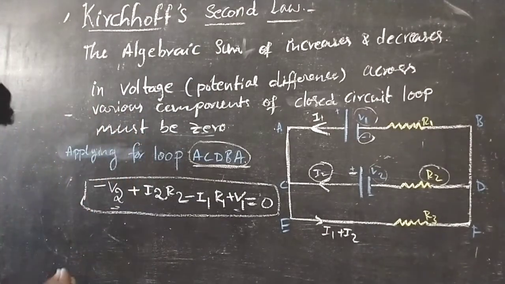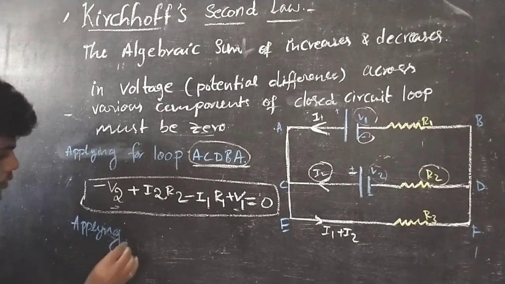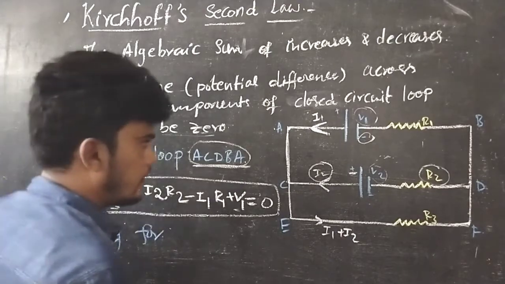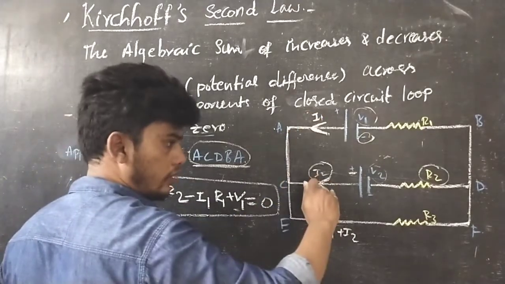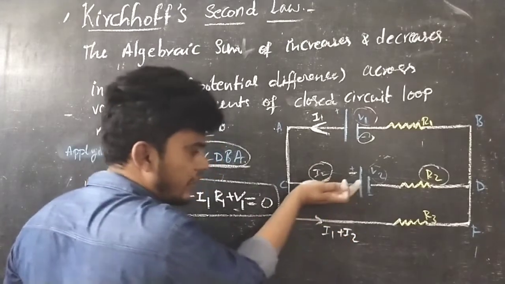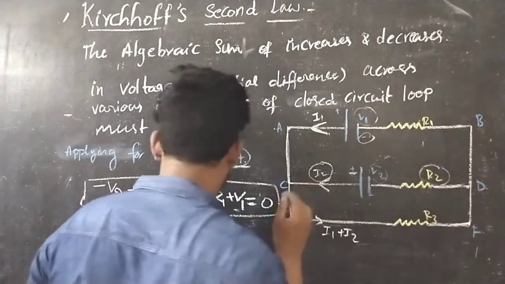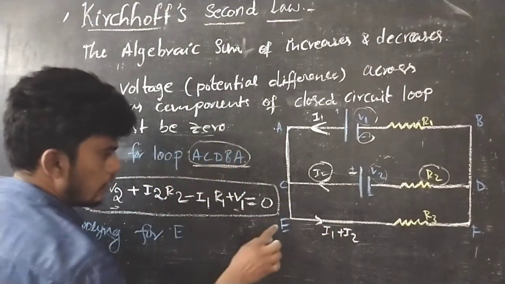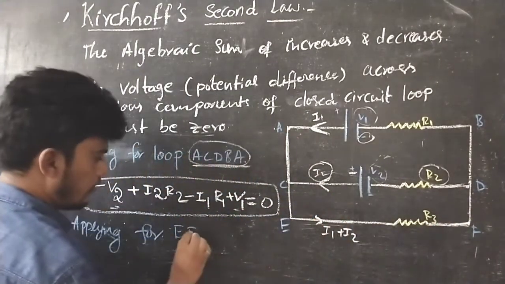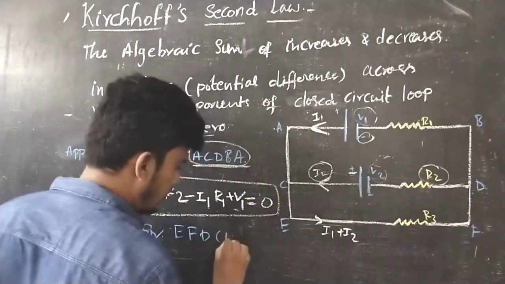Okay, now I am applying Kirchhoff's law for the loop. Look at here. This side and this side is over. That's why I am taking this side and this side, I mean the lower one and the middle one. So from this E, F, D, C, E. It is the loop.